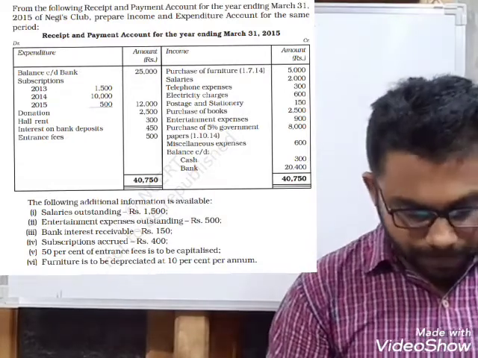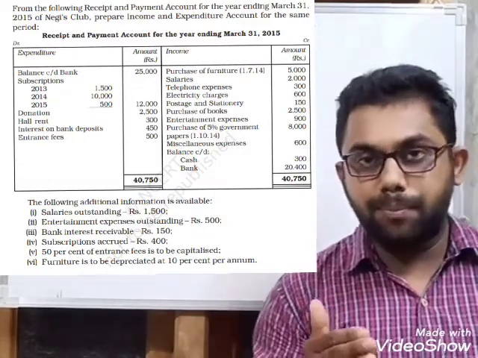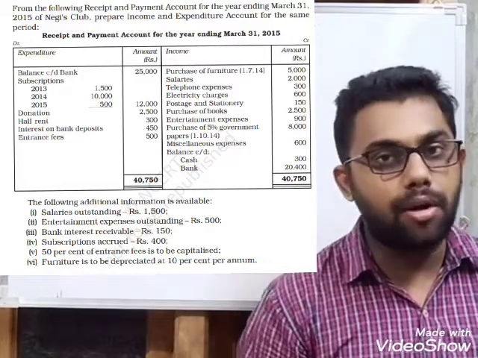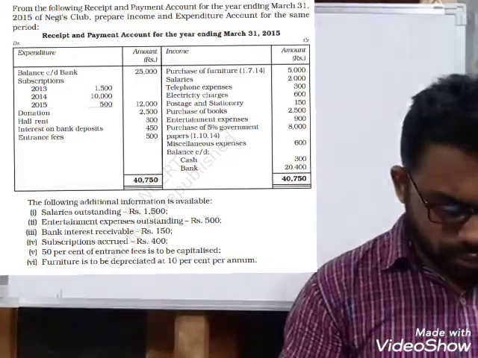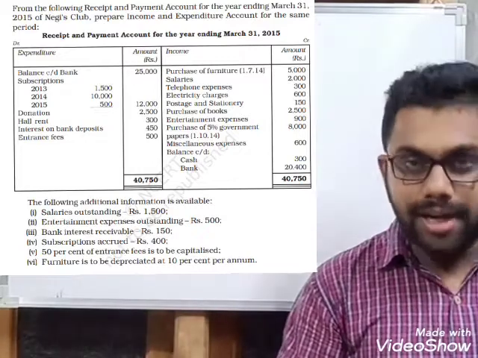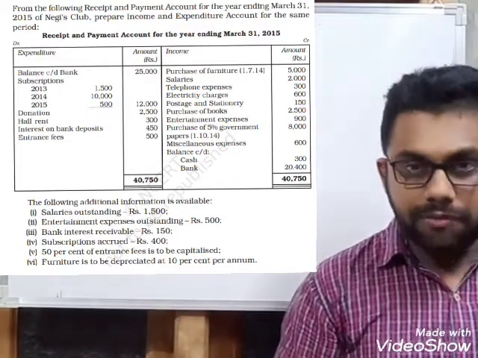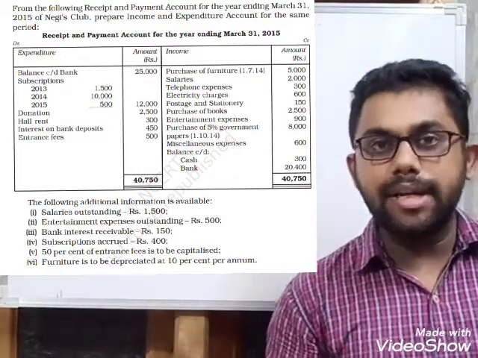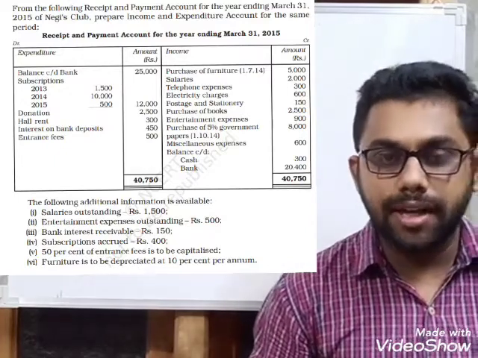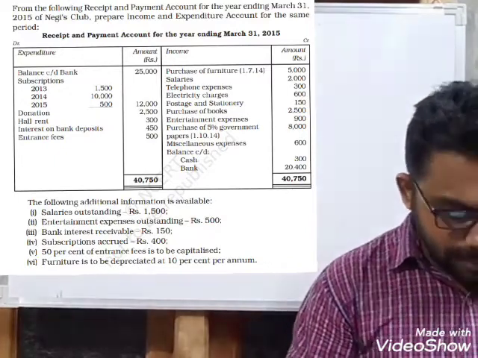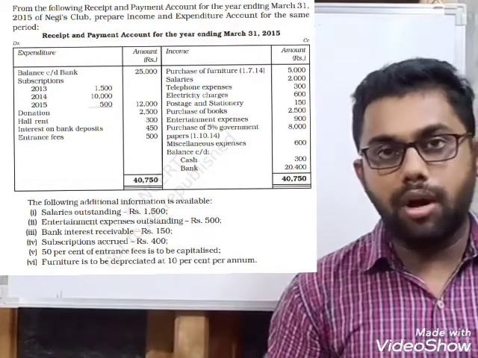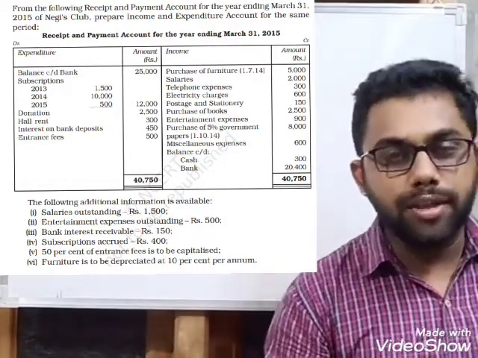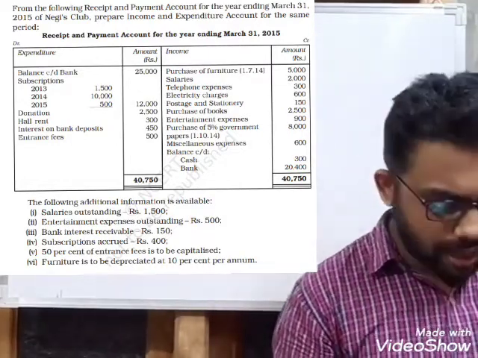Next one is the adjustments, because while preparing income and expenditure account we will find some adjustments. So what are the adjustments? Number one, salaries outstanding rupees 1,500, that means we have to add outstanding salary because it is the expenditure for the current year. Next one is entertainment expenses outstanding, so we know outstanding expenses should be added with the expenses because it is the expenditure for the current year.